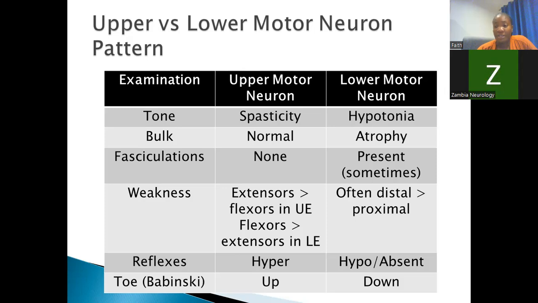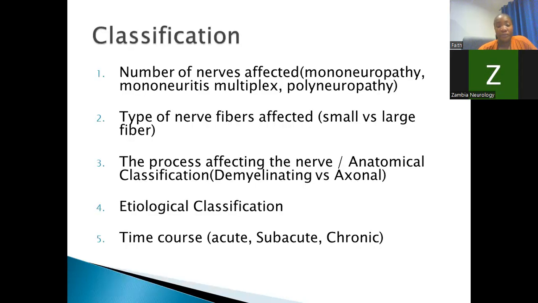And then the pattern of weakness that usually is noted in peripheral neuropathy is that of distal being weaker than proximal in most of the cases. And then in terms of reflexes, they might be absent or reduced, and the Babinski or the plantars are usually downgoing. When it comes to classifying peripheral neuropathy, there are various ways in which it can be classified.